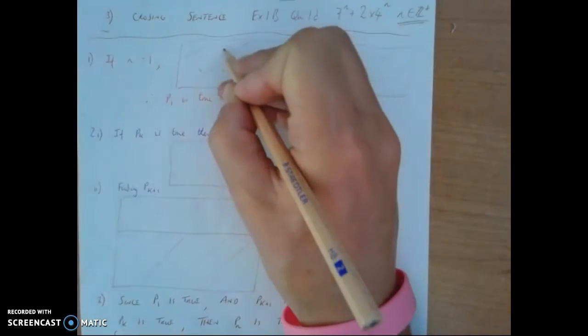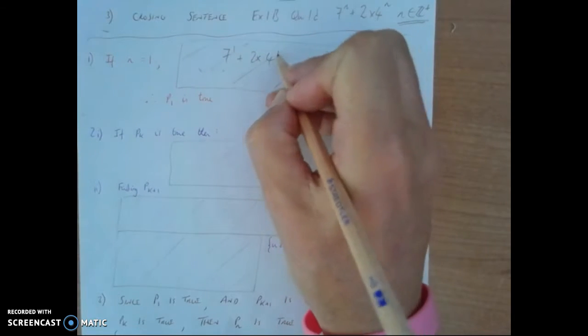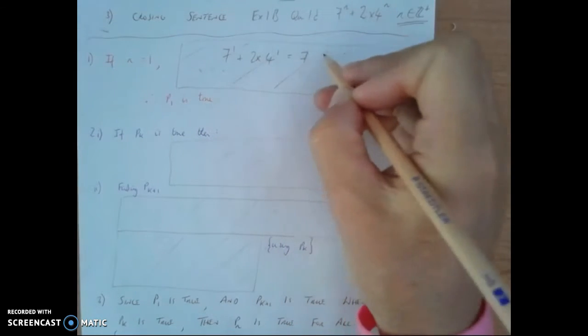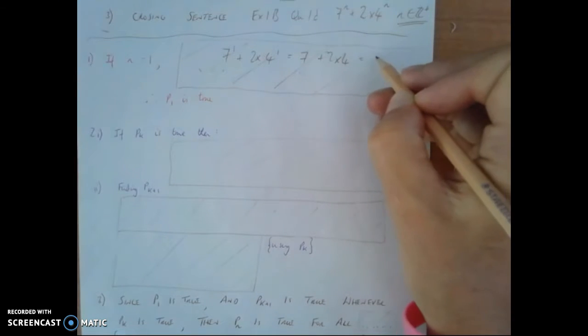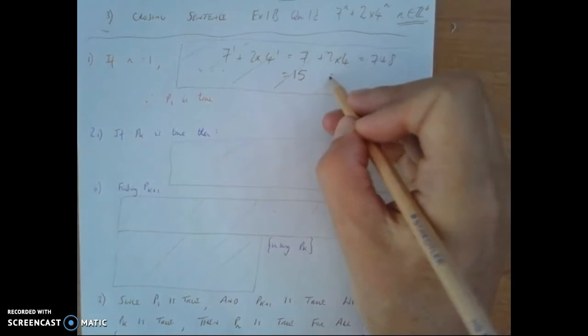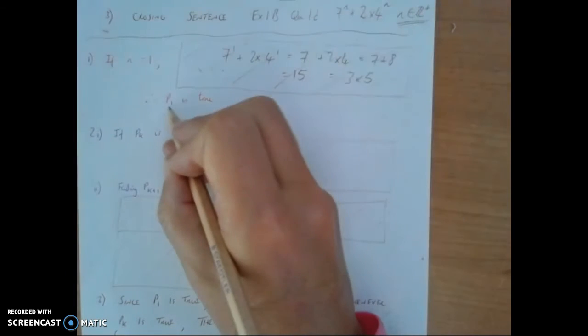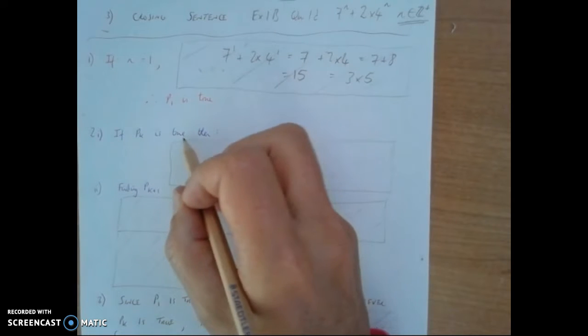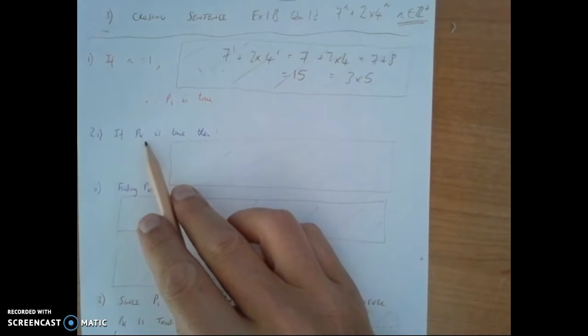So replace n with 1 and see if it's true. 7 to the 1 plus 2 times 4 to the 1. Well, we know that's equal to 7 plus 2 times 4, which is equal to 7 plus 8, which is 15. And we know that's divisible by 3 because 15 is equal to 3 times 5. So therefore, P1 is true. Done.